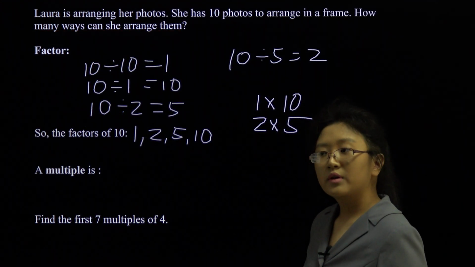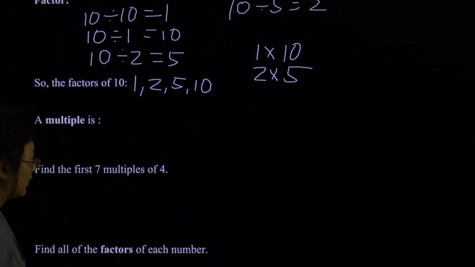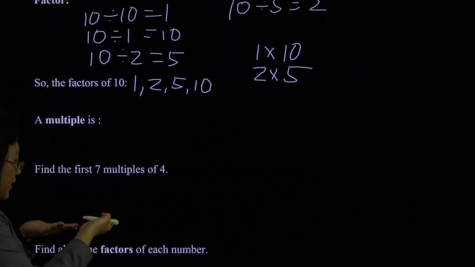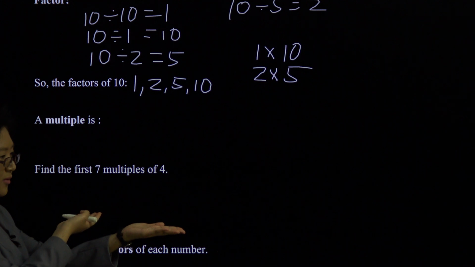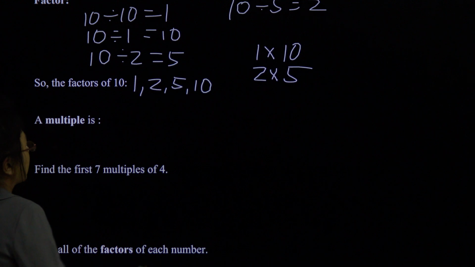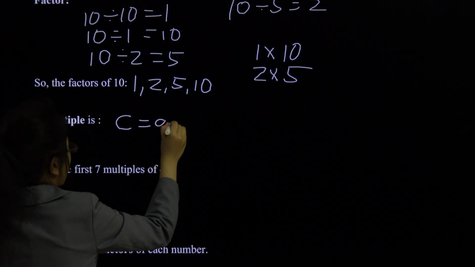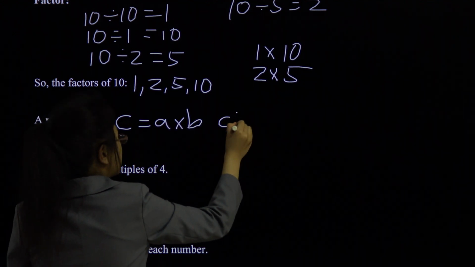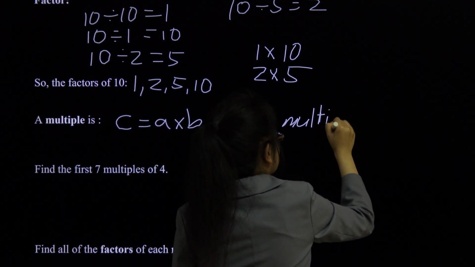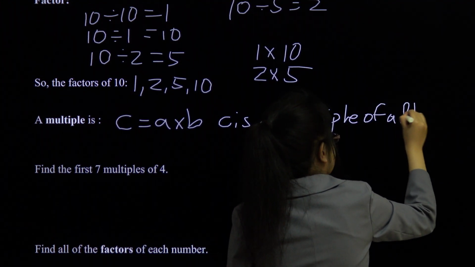Now what is a multiple? So a multiple is, well, you take a number and then you multiply it by something, and that means that the product that you get is a multiple of both of these numbers. Say C equals A times B. C is a multiple of A and B. That's an A, guys.